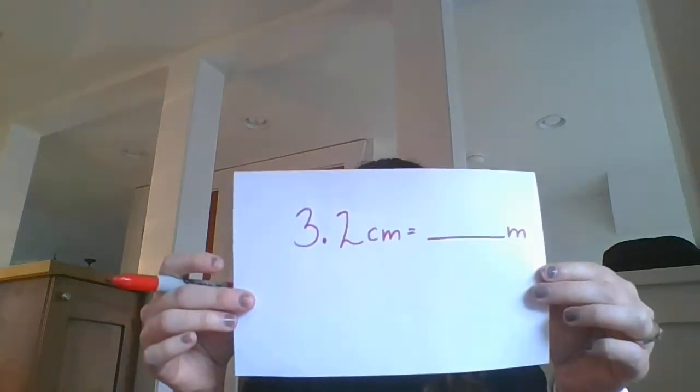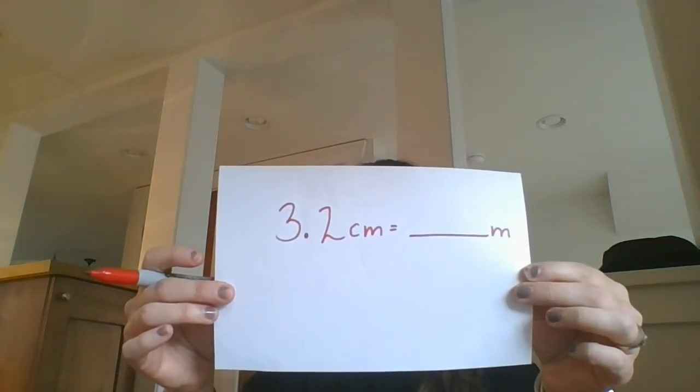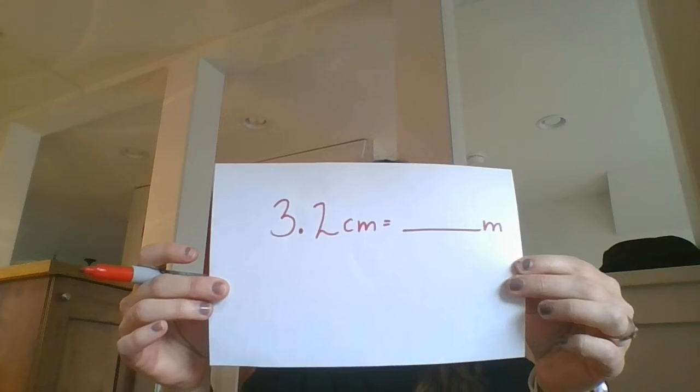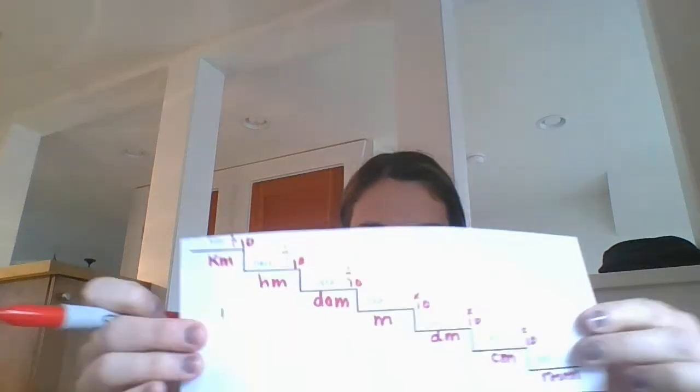Okay, so we're just going to do like 2 quick practice problems, and then we'll get more in depth on this next week. Okay, so here we go. So we have 3 2/10 of a centimeter, and I want to know how many meters that would be? So the first thing we're going to do is code. My class knows that I love to code stuff. So the first thing we're going to do is think, am I going larger to smaller or smaller to larger?